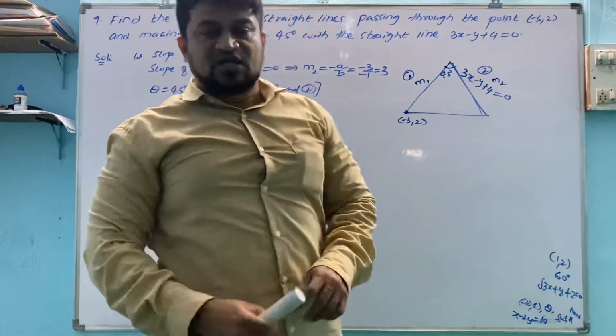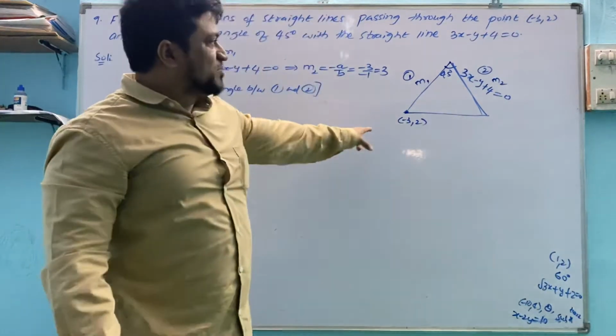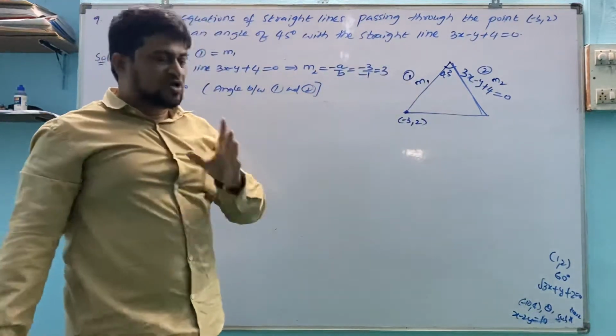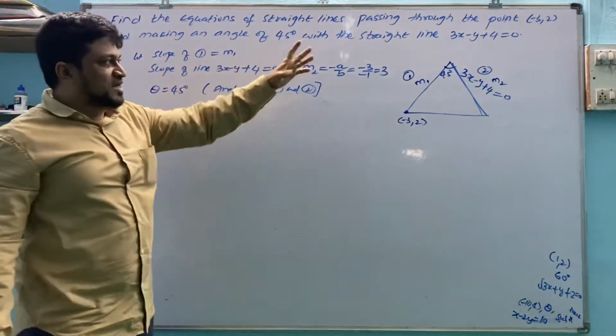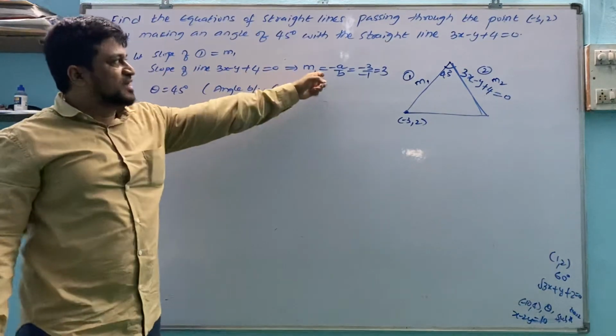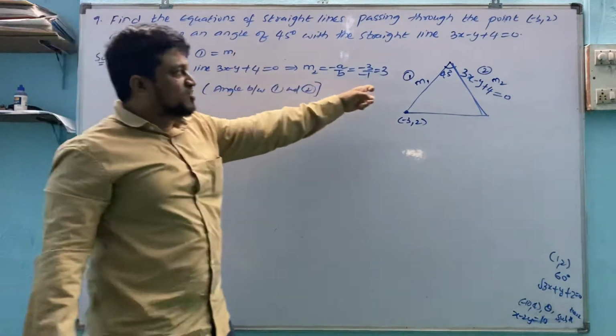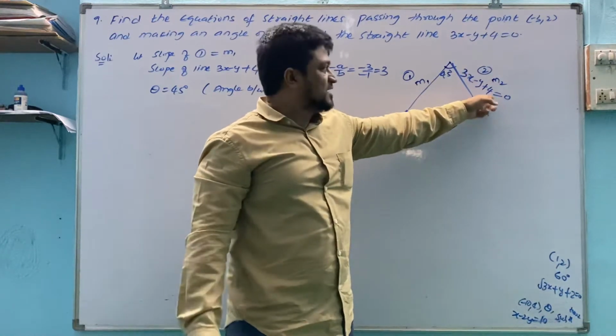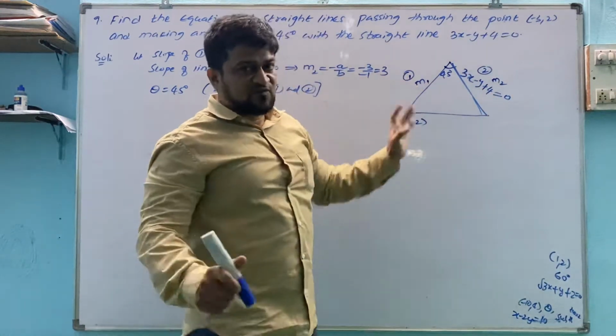We need to find equations of straight lines passing through a point and making 45 degrees with the line. So first step, what you have to do? Slope of line 1 is m1 and slope of line 2 is m2, which is 3. We have slope of this line and slope of this line. Because equation is given, we can find slope from that line. Here equation is not given, so m1 as it is.